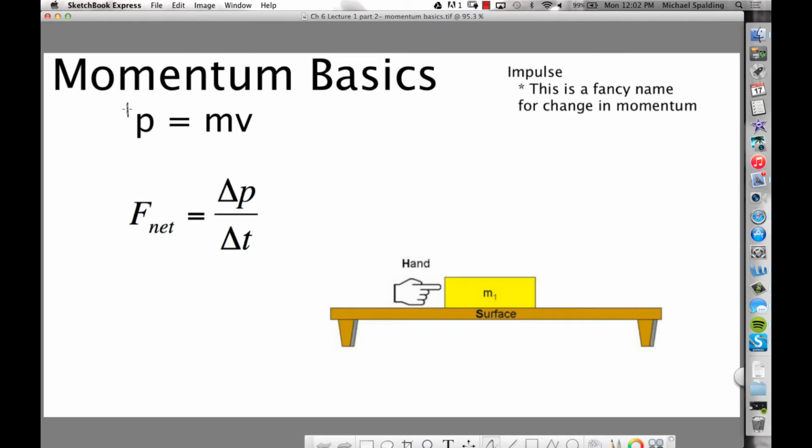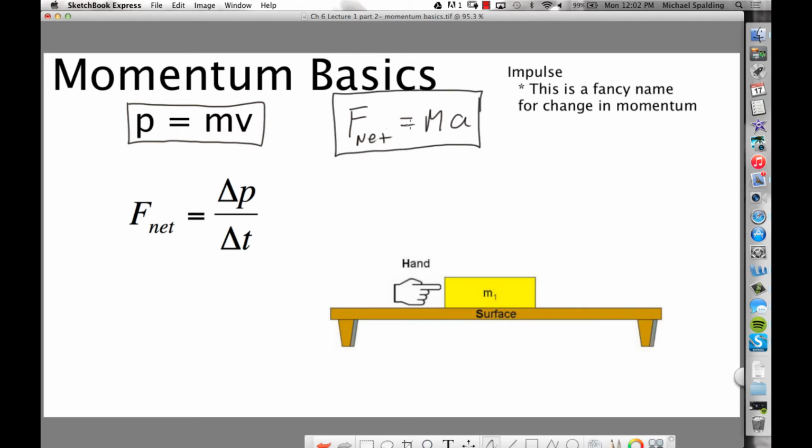Okay, so now that we've defined the basics of momentum, momentum is mass times velocity. I have a little confession to make. Not a big confession, but a little confession. Back when we studied forces, I told you that F net, the net force on an object, always equals ma. Now, whose law is this? F net equals ma? Newton. And he came up with it probably around the year 1660.